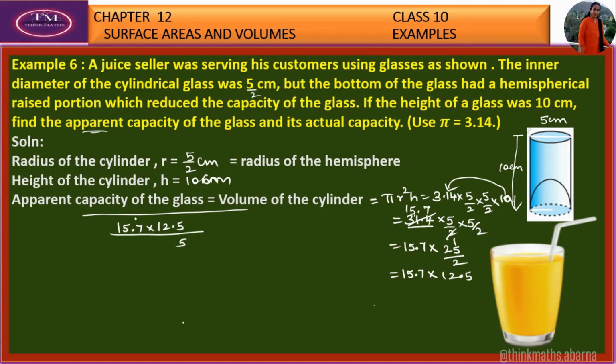7 5s are 35, balance 3. 5 5s are 25, 25 plus 3 is 28, balance 2. 1 5s are 5, 5 plus 2 it is 7.